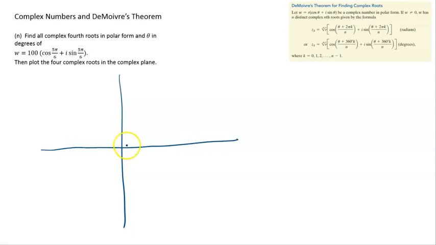Okay, 37.5 degrees. If I were to plot that point, remember it has to be at the angle 37.5 degrees, and this length would be the square root of 10. Okay, and that would be 37.5 degrees. Now let's take a look at my next angle.